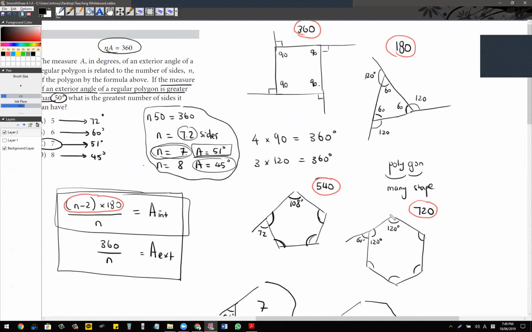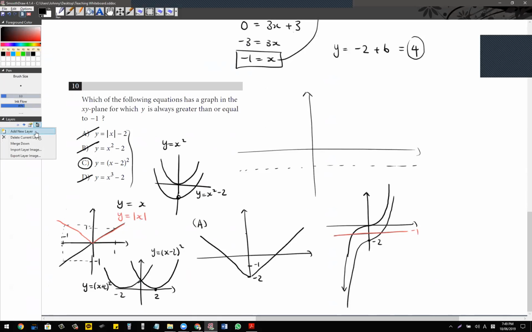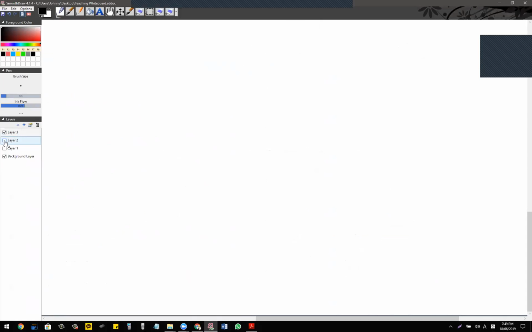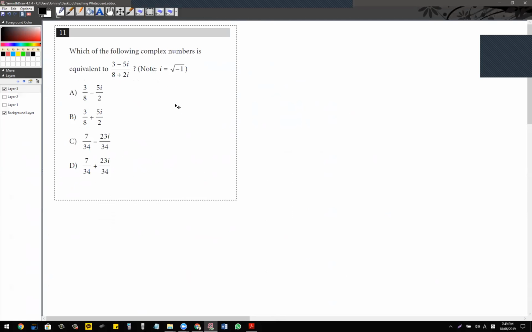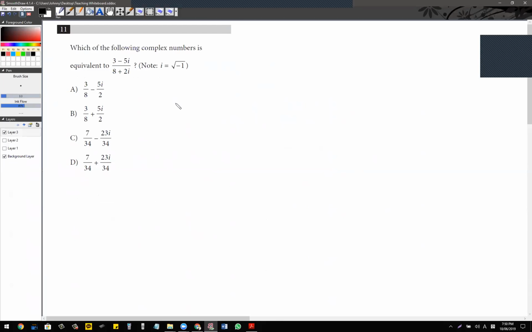Number 11. Okay, so this one is about complex numbers. Now, I need to first talk about this: if you have (3 minus 5 root 2) over (8 plus 2 root 2), you can do what's called rationalization of the denominator. Have you heard of it?